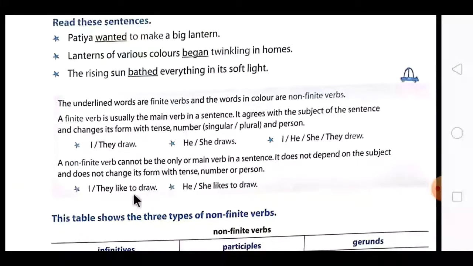It doesn't change. It remains the same whether it is singular or plural or in any tense form. As the example is given, I, they like to draw. So to draw will not change whether the subject is singular or plural or if the tense is changed. In the second part it is shown: he, she likes to draw. This likes has changed. This was like and this became likes. But this form has not changed.